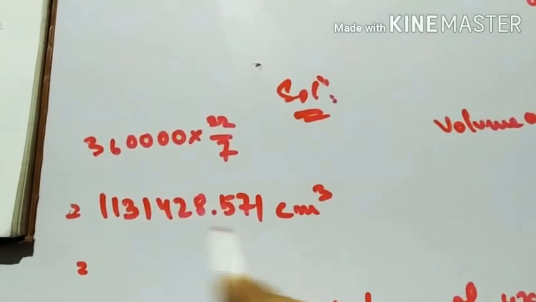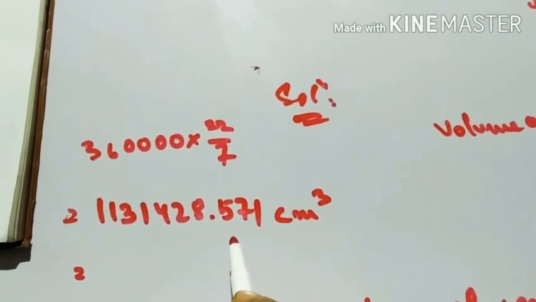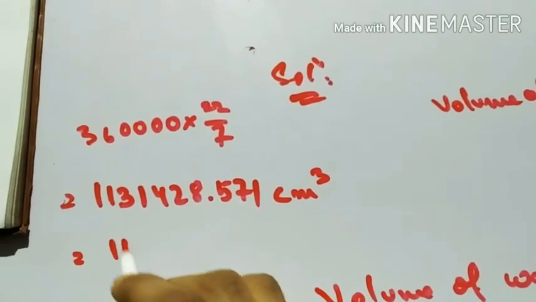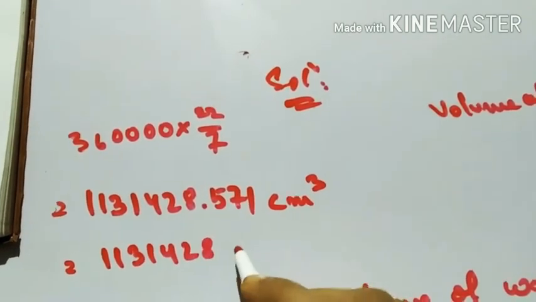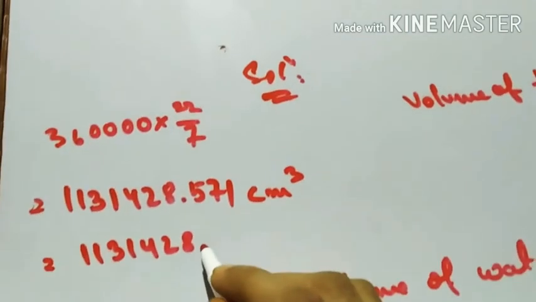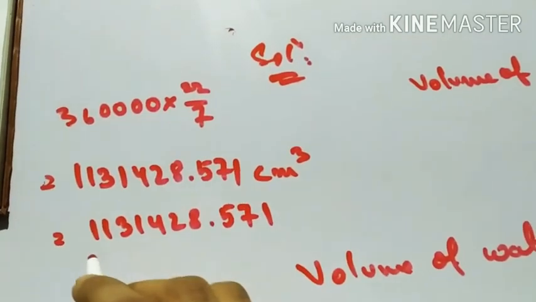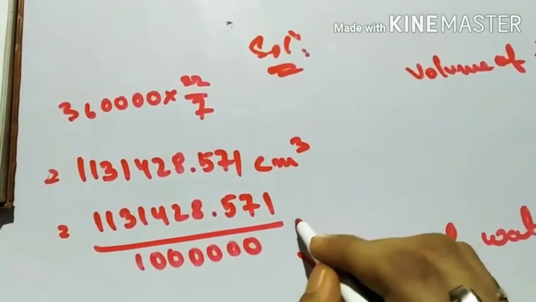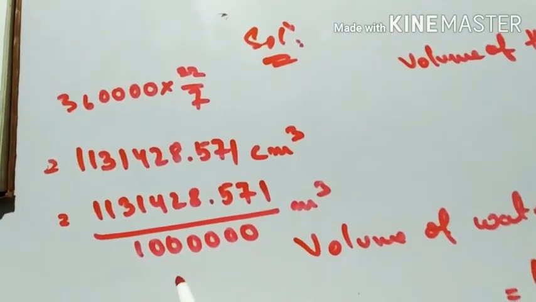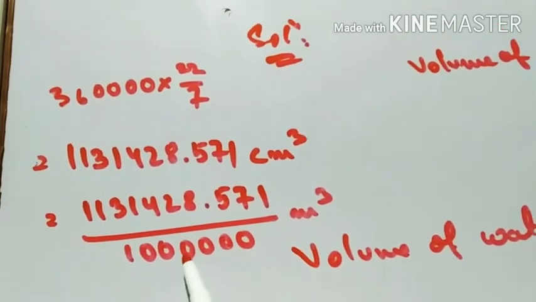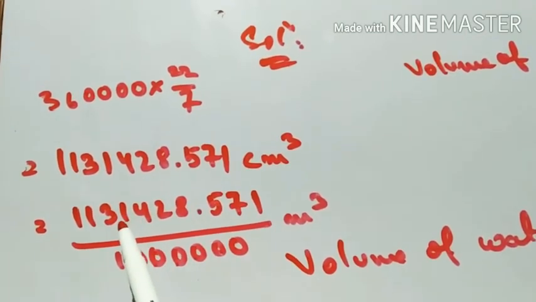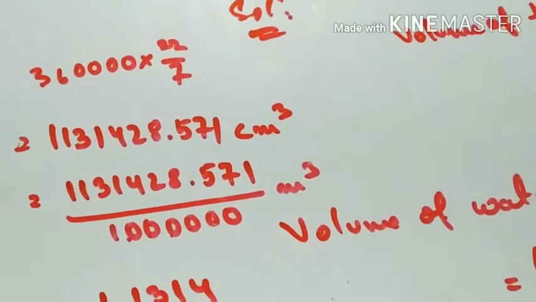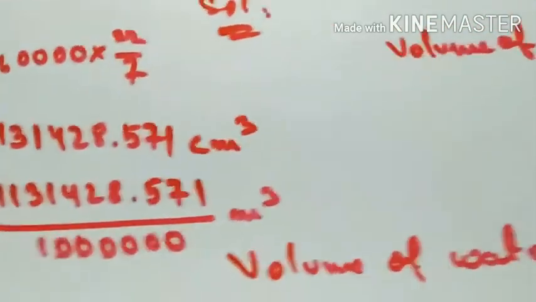Now if I want to convert this answer into meter cube, I will have to divide it by 1000000. So it will become 1.131428571 meter cube. Let's check the back answer one time.